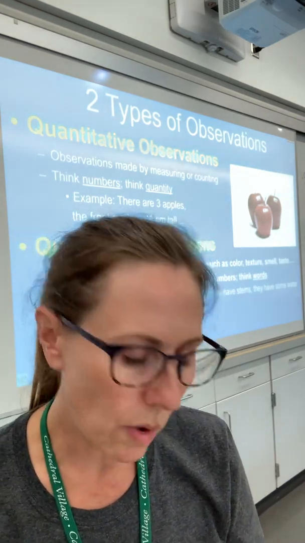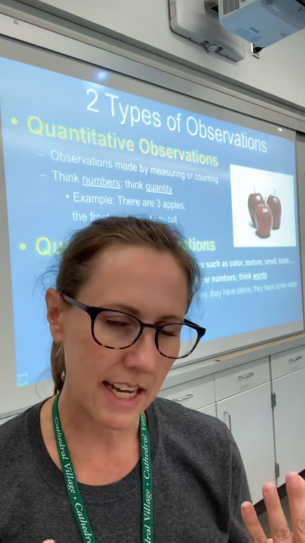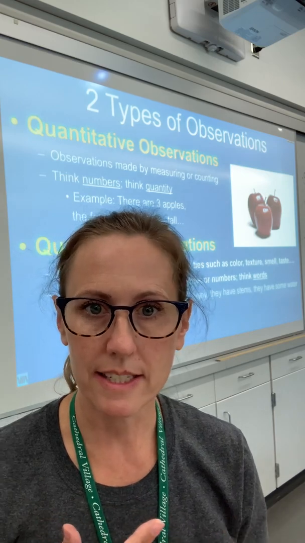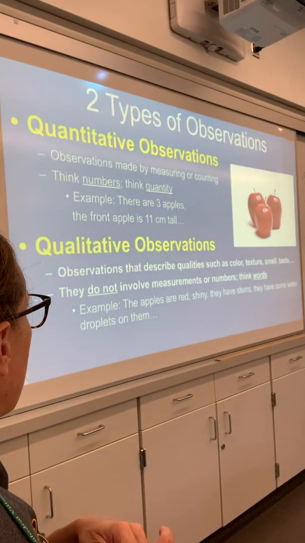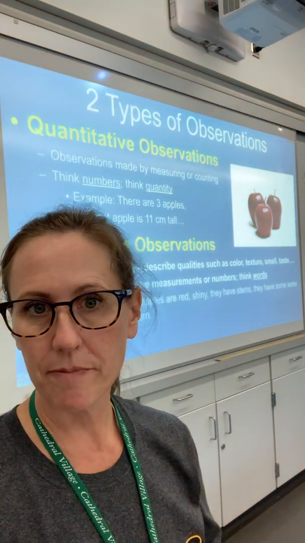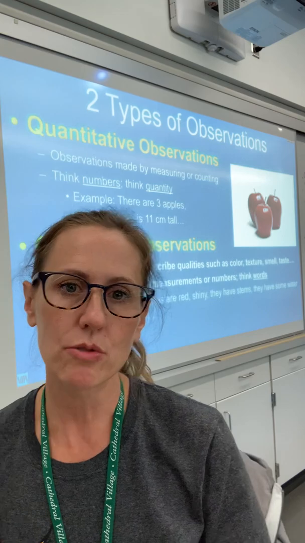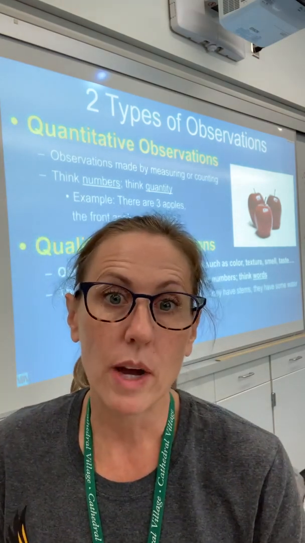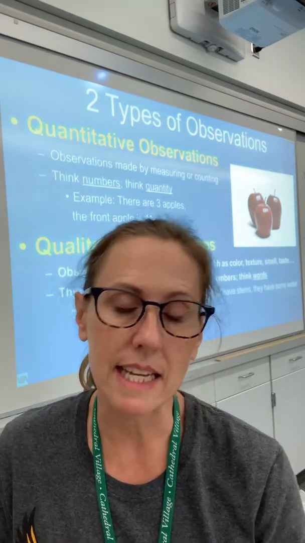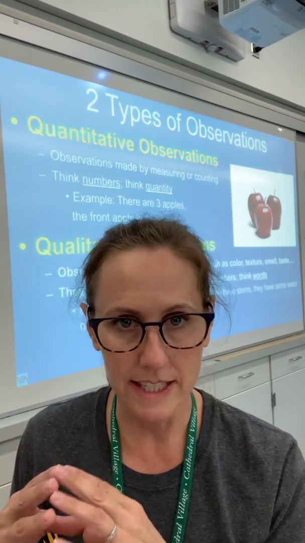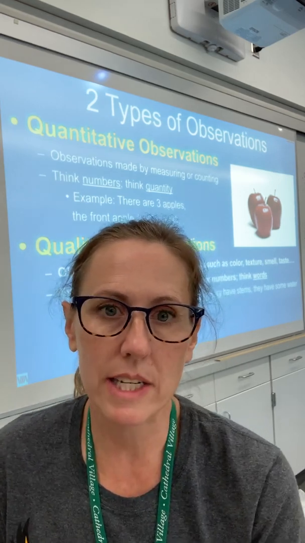Then when it comes to qualitative, qualitative are describing words. So think of things like color, texture, how it feels. Let's see, what are some other things? Smell, taste. So the apples are red, they have stems, there's water droplets on the apples. Those are things that describe maybe what you see. If you took a bite, you could say that it was crunchy or juicy, things like that. So qualitative, the quality of something is going to be word driven. The quantity is going to be number driven.